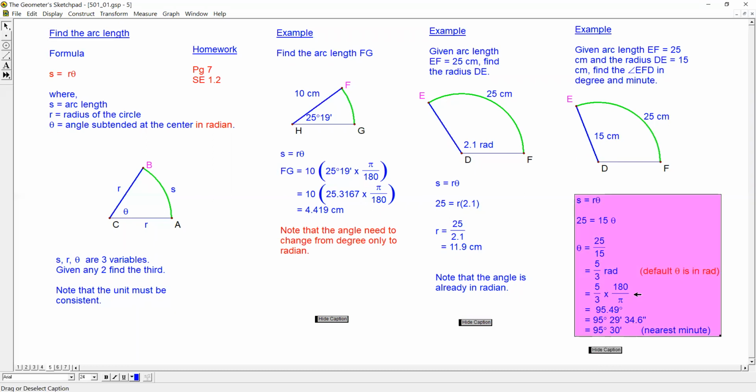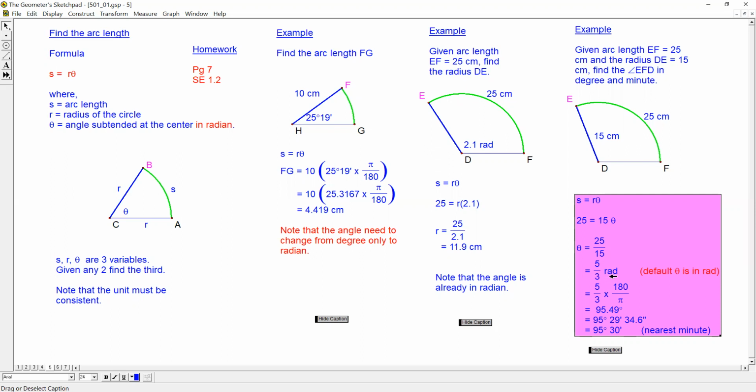Again, you use this formula, S equals R theta. What is S? Look here, S is 25. You just put down 25. What is R? R is 15. You write down 15 here. Then theta is what you want to find, so you leave theta as an unknown. Solving this equation, you have theta equals 25 over 15, or 5 over 3 radian.